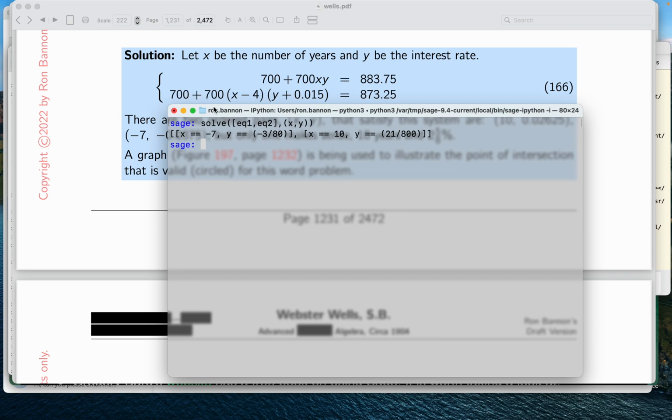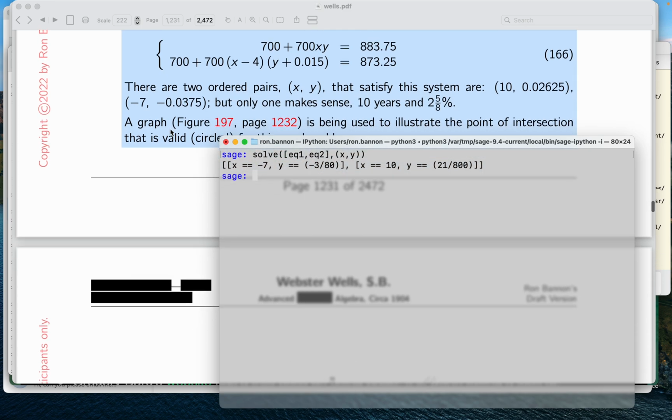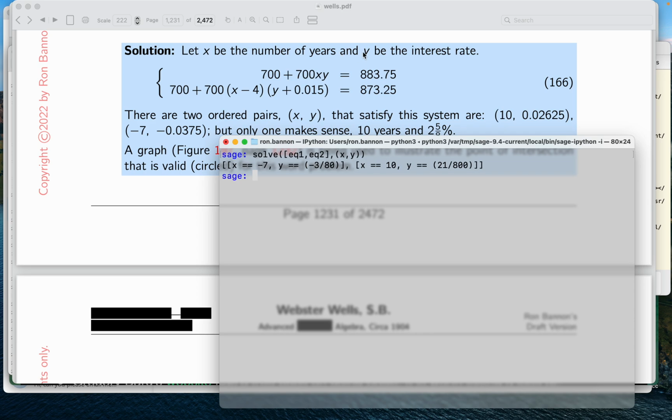And someone says, what did it return to me? I want to point out it returned answers to me, and one of the answers it returns is -7. Well, what was x then, if you can recall? This is why we write things down. X is a number of years; you couldn't have -7 years. That's ridiculous, that's not possible. But x equals 10, that's 10 years. And then I got this 21 over 800. And what's that going to be?